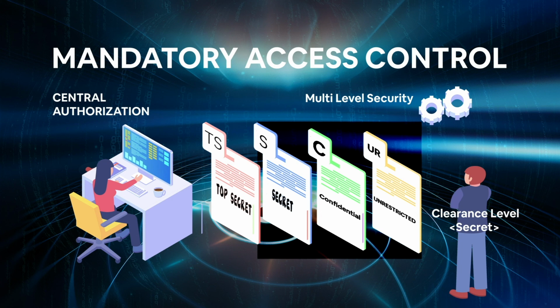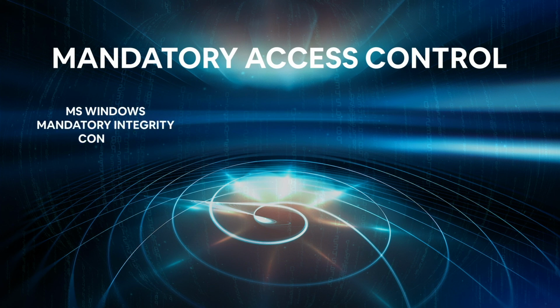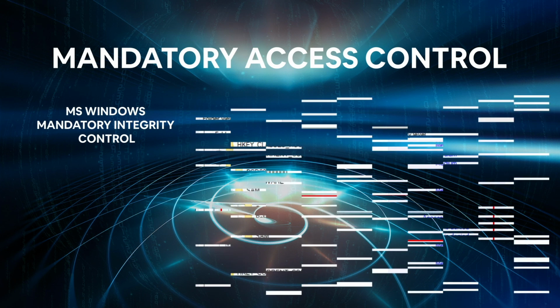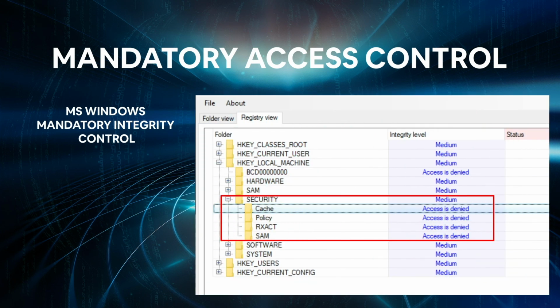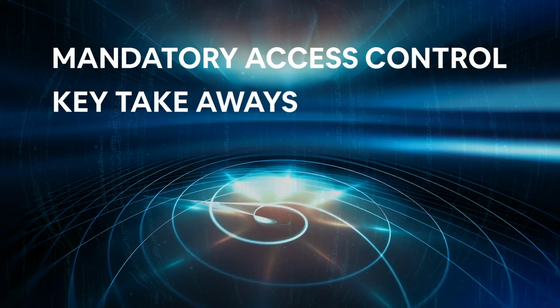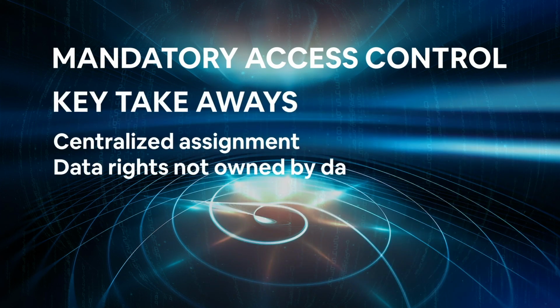Mandatory access control is seldom practiced in pure form for technology, as in a business environment it is very restrictive and performance-heavy. One example of mandatory access control is Windows. Since Windows Vista, Microsoft has implemented mandatory integrity controls. Even as a system administrator, you can't change the ownership or security labels of those files. There is also a project, SELinux, that implements mandatory access control. The key takeaway of mandatory access control is centralized assignment. Data rights are not owned by data owners.